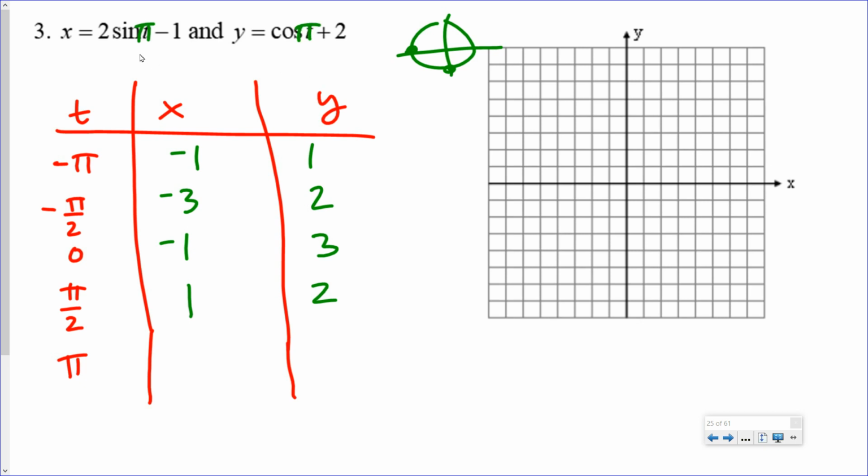And then finally, let me plug in pi. So pi here and pi here. So this is going to be 0. So I have negative 1 here. And cosine of pi is negative 1. So I have 1 here.